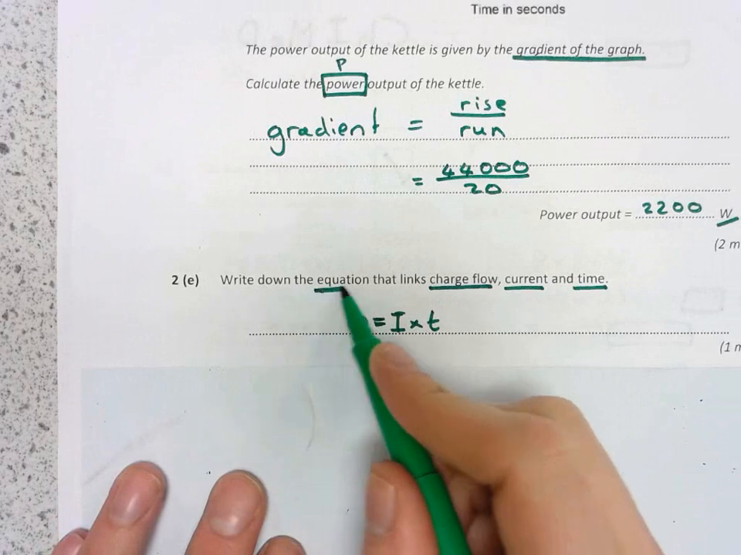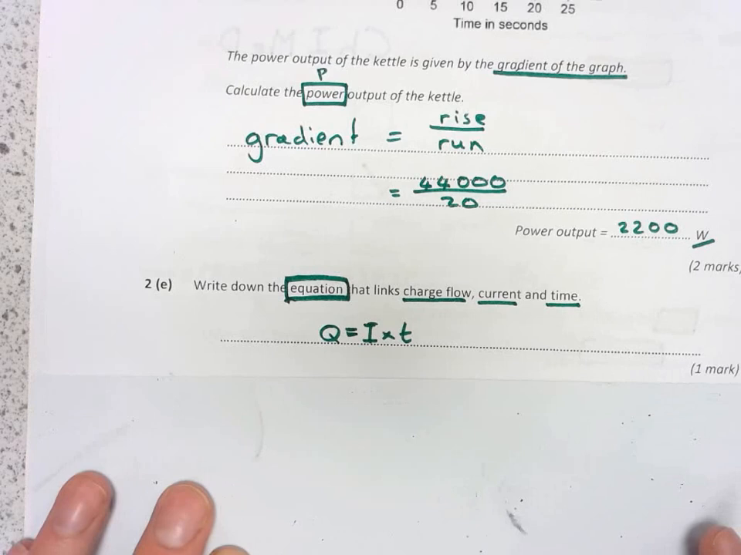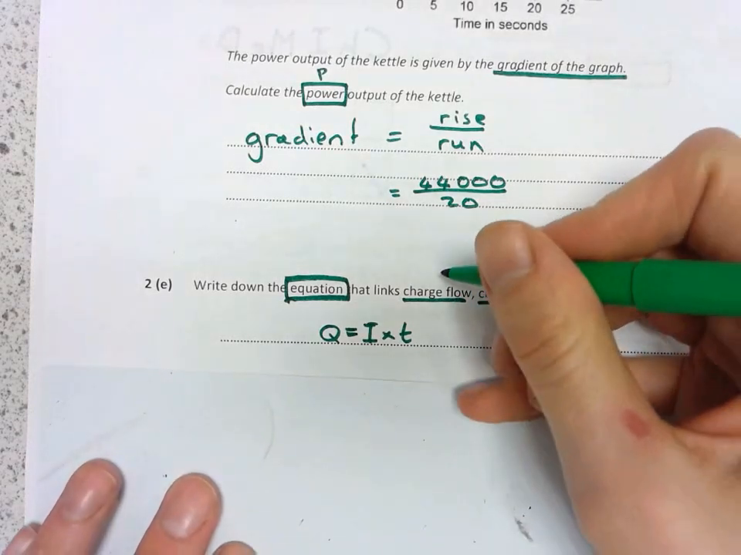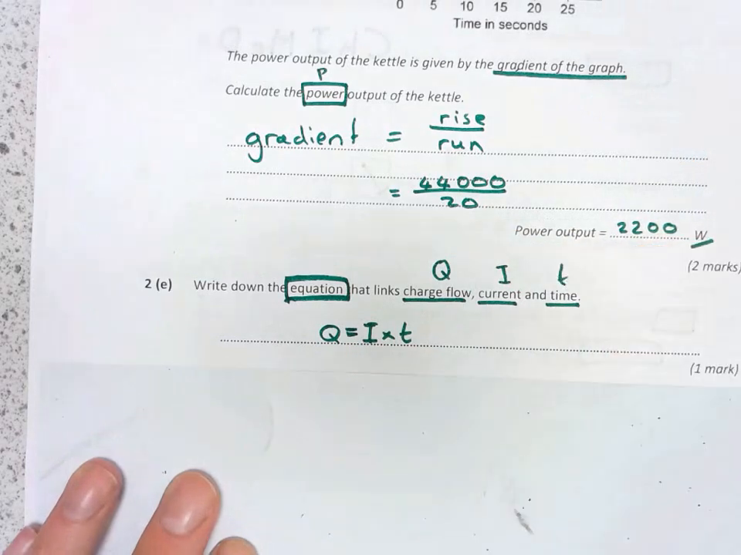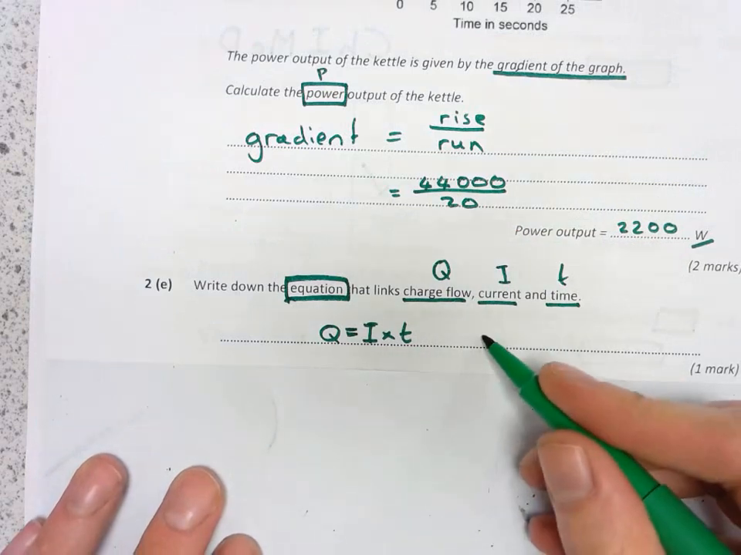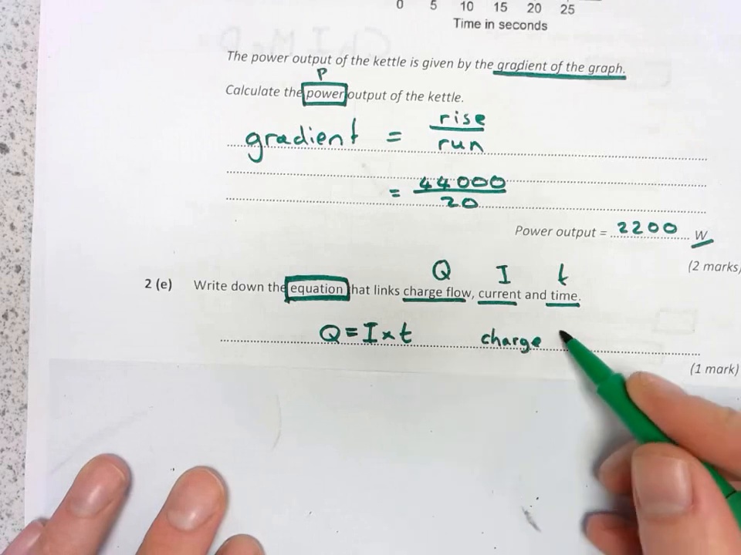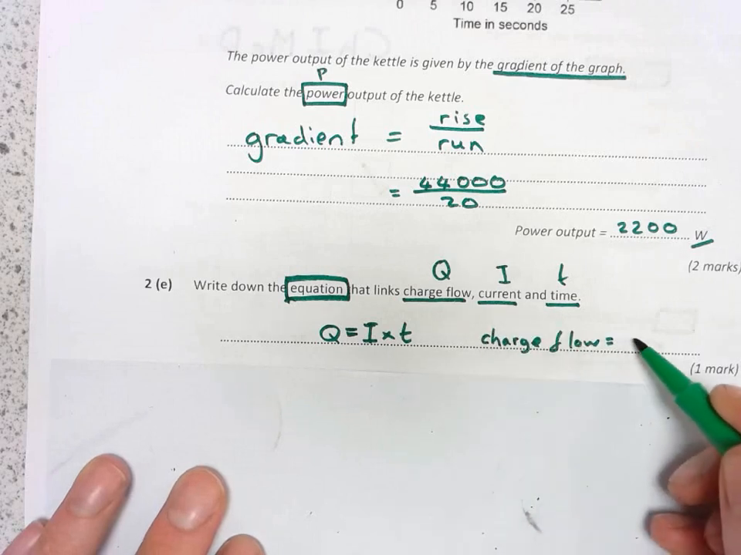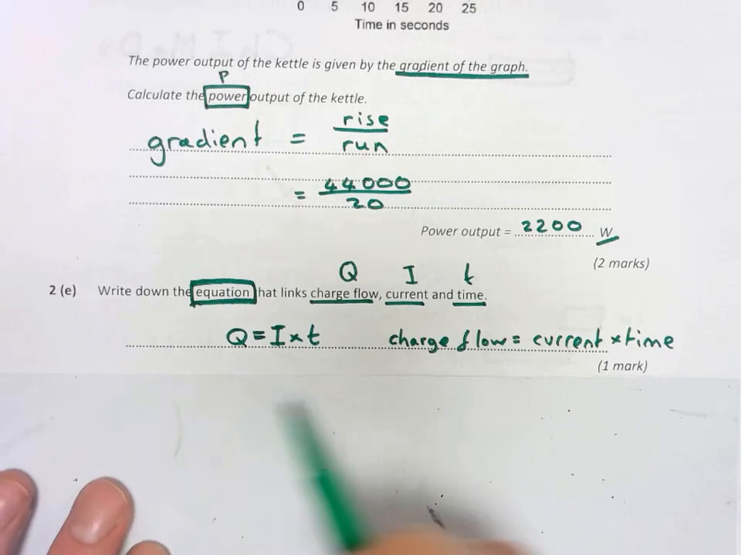Write down the equation, so it's looking for an equation that links charge flow, Q, current, I, and time, T. Remember this as quit, Q-I-T, Q equals I times T. You could also write charge in words equals current times time. But if you know your symbols, it saves you a lot of time just to write the symbol equation.